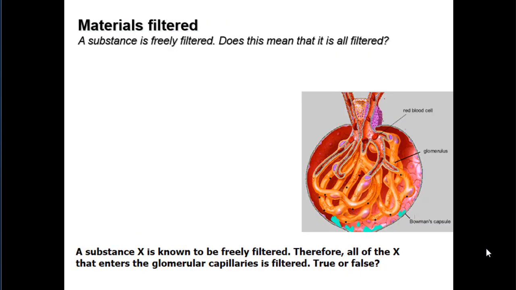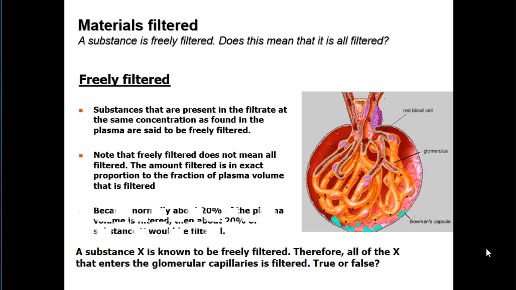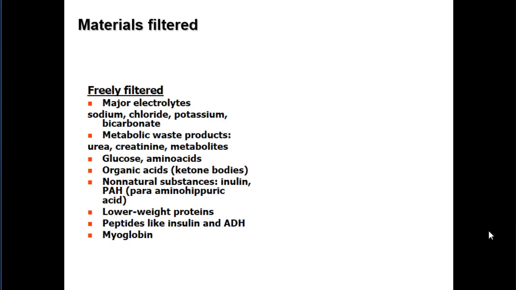Now, if a substance is freely filtered, does this mean that all of it will be filtered? No, it's not. Substances that are present in the filtrate are at the same concentration as found in the plasma, and that's what is meant, they are freely filtered. So please note that freely filtered does not mean all filtered. The amount of filtered substance is in exact proportion to the fraction of the plasma volume that is filtered. So let's take a look at substances that are freely filtered.